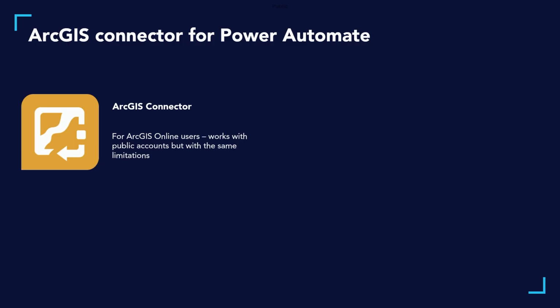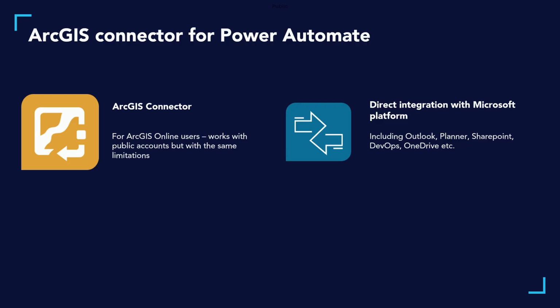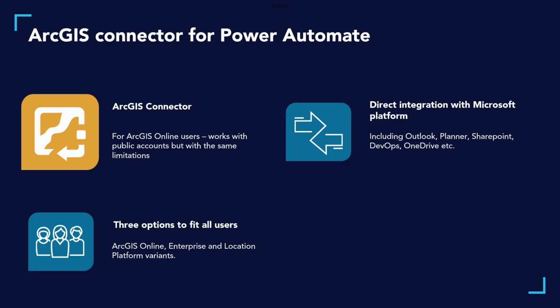This technology is our offering to directly integrate with Power Automate, which is Microsoft's application to automate. It's in the name. It's really handy because it allows us to serve geospatial information to people who may not have the time or ability to engage with GIS to the extent that we do. There's direct integration with almost every Microsoft product you can think of: Outlook, Planner, SharePoint, DevOps, OneDrive, Teams, Excel, PowerPoint, the list goes on and on. And crucially, we actually have 3 versions of this too. So if you're on ArcGIS Online, ArcGIS Enterprise, or ArcGIS Location Platform, there is a version for you.